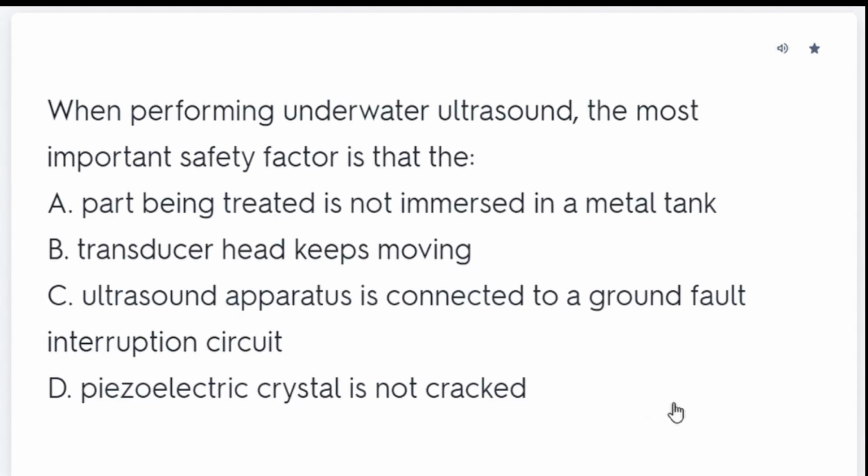When performing underwater ultrasound, the most important safety factor is that the: A. part being treated is not immersed in a metal tank, B. transducer head keeps moving, C. ultrasound apparatus is connected to a ground fault interruption circuit, D. piezoelectric crystal is not cracked.